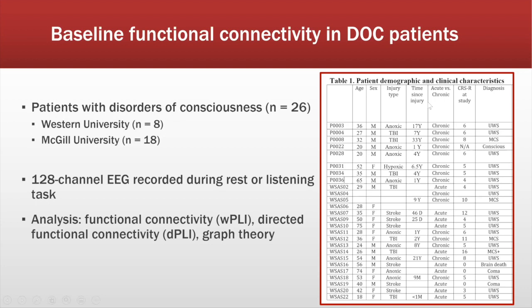You'll see from the demographic table over here that our patients were from a large age range, with many different types of injuries: some traumatic brain injury, some anoxic injury, many strokes, because we recruited quite heavily from the Montreal Neurological Hospital. And then we had a good mix of both chronic and acute patients.